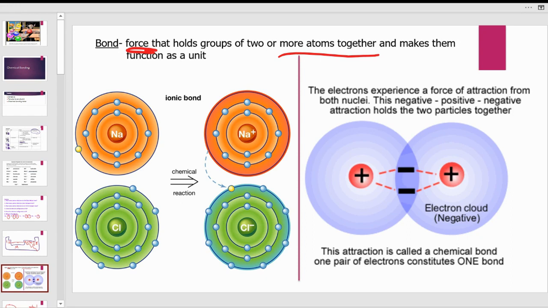Now, there are two very different types of bonding. In the first, I walk over and I take her electrons from her, and I have what charge now that I've taken this electron from her? Negative. And she has what charge now that she's lost her electron? And then we have opposite charges that are attracted to each other because opposites attract.